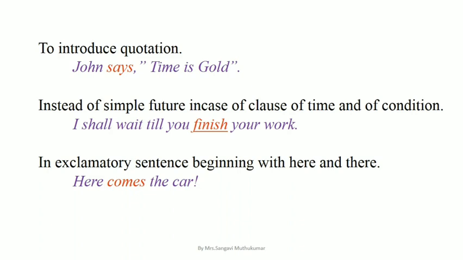See the example given here. I shall wait till you finish your work. So this sentence is a future tense. We know because we are using shall here. So how are we saying a present tense verb is used? What is the verb here? Finish and wait, two verbs are there. This verb finish is denoting present tense. So in the clause part, that is in the second part of the sentence, we are using a verb in present tense. So in these cases also present tense can be used.